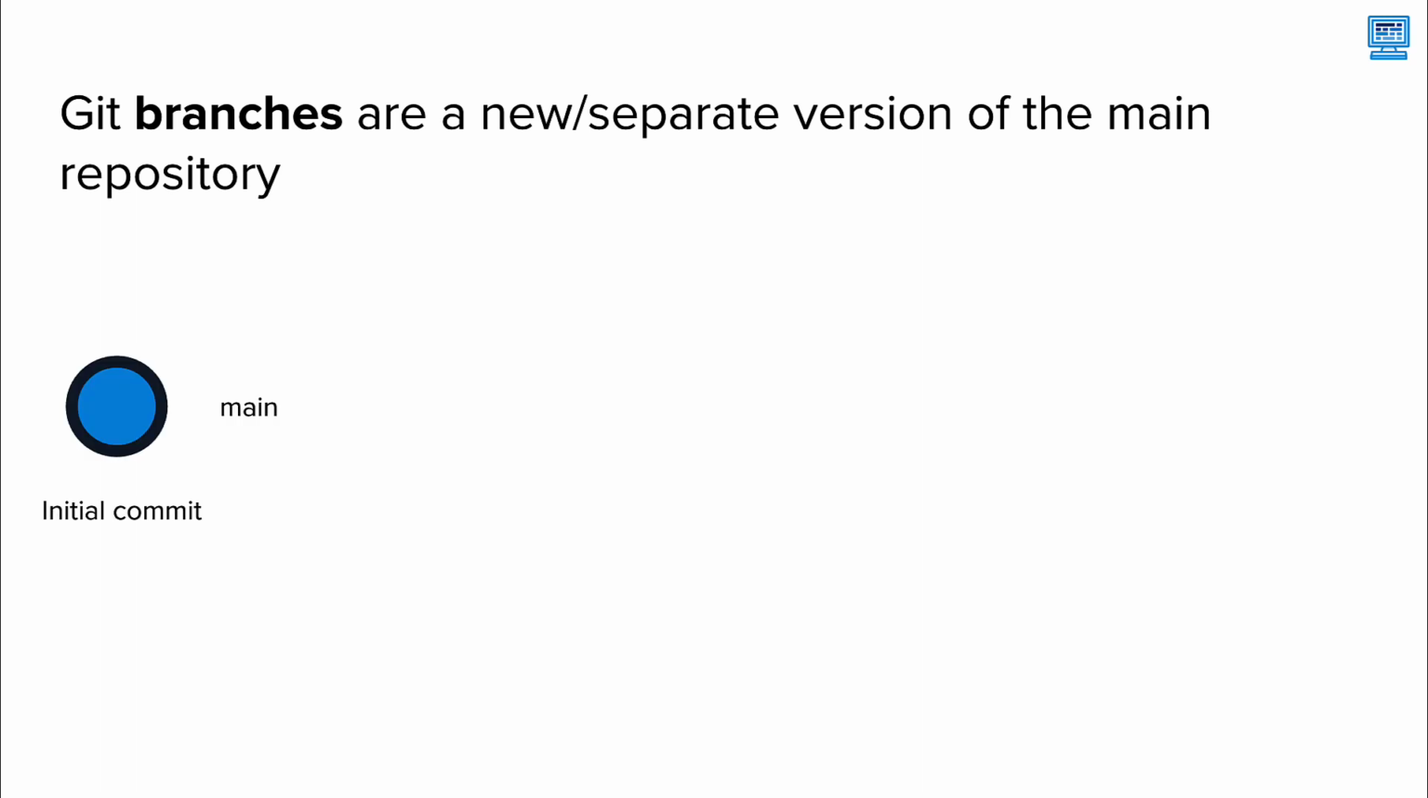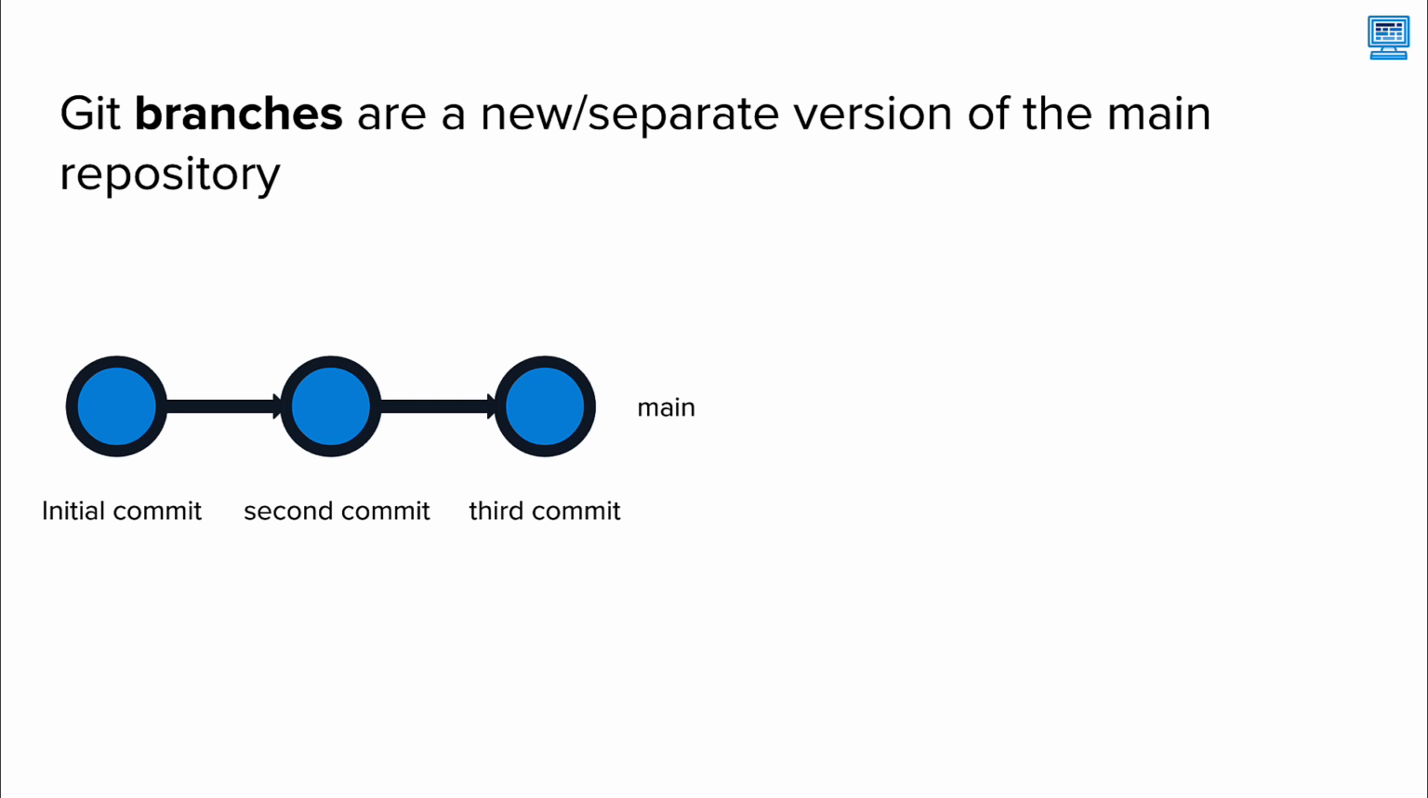Let's say you start working on a project and you make your initial commit, and that's represented by this blue node. Git has what's called a main branch, and it is the first branch created when you create your repository. Usually, the most stable version of your code should be in this branch. You can continue making updates to this branch as you work on your project. You'll make some commits and continue to update your main branch.